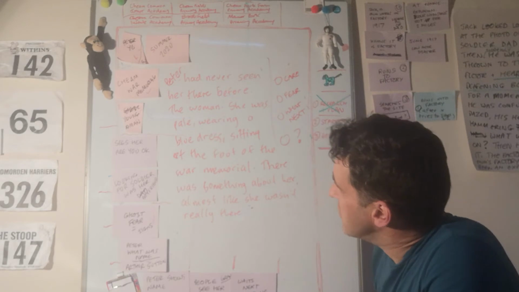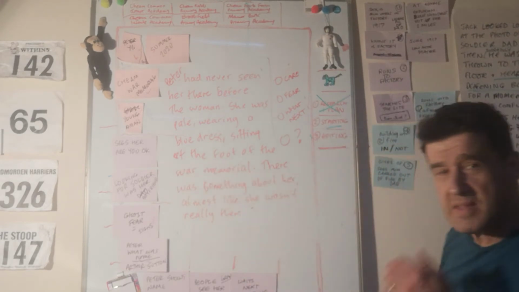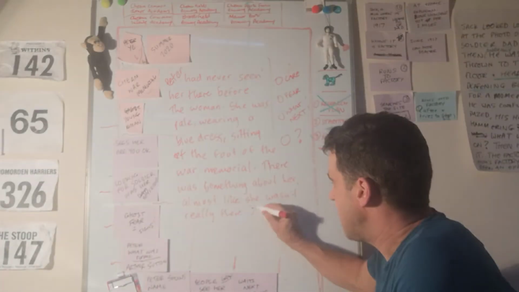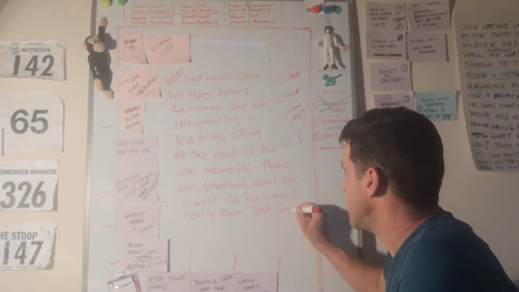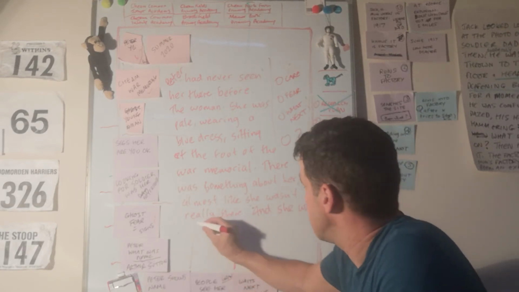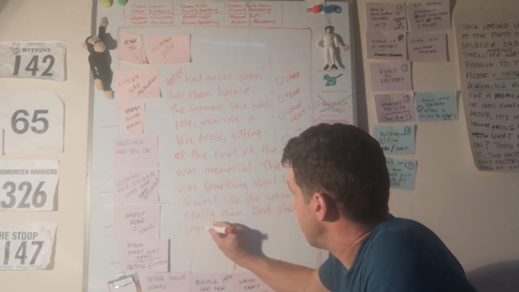And what is she? She's there, she's looking for a boyfriend, so maybe she's sad. Maybe she's sad. So let's put, and she was crying. And what do you do when someone's crying? You ask, are you all right? That's the first thing you'd say. And she was crying.